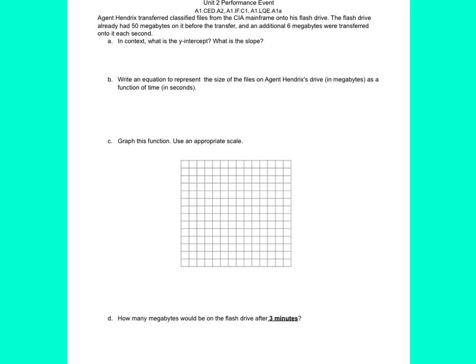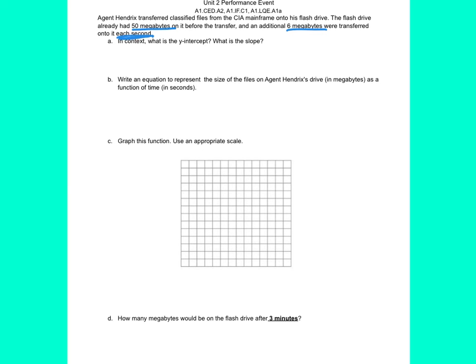Agent Hendricks transferred classified files from the CIA mainframe onto his flash drive. Okay, not important. The flash drive already had 50 megabytes on it before the transfer. That's probably important. I'm going to underline it. And an additional 6 megabytes were transferred onto it each second. Each is a key word. I'm going to underline each second.